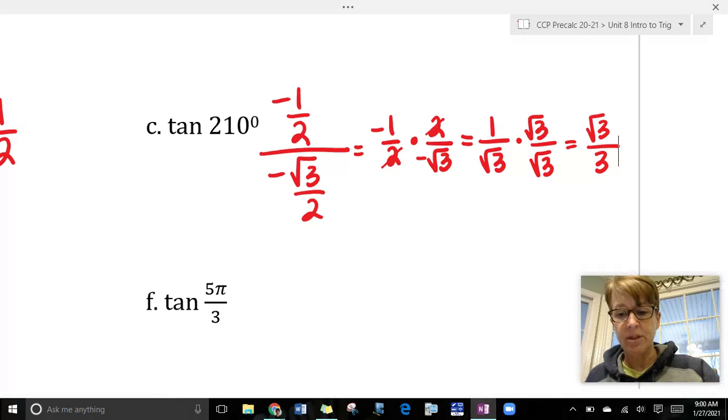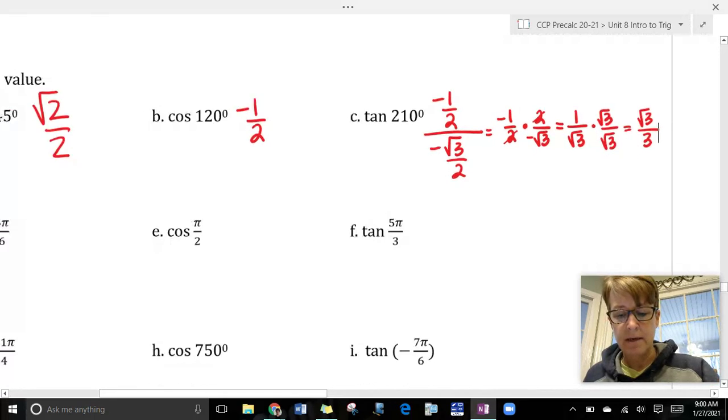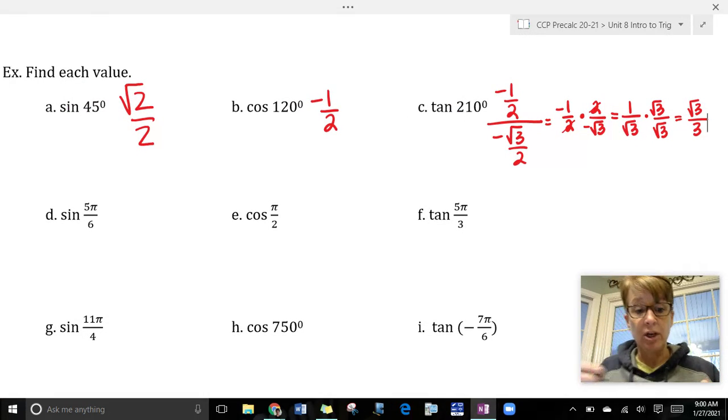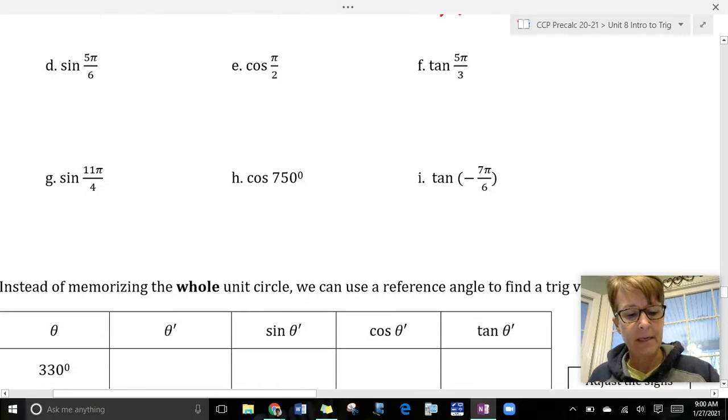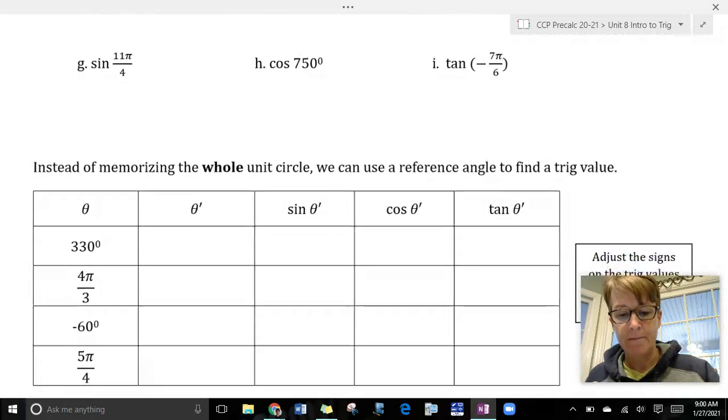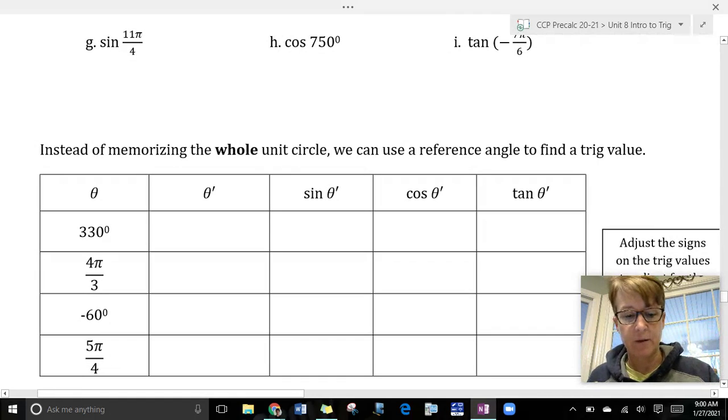Okay, so I'm going to stop with those now. We'll do more in class, but that's the basic gist. If you're looking for sine, you're looking at the y. Cosine is your x, and tangent is your y over x. All right, let's jump down to starting to think about these values.